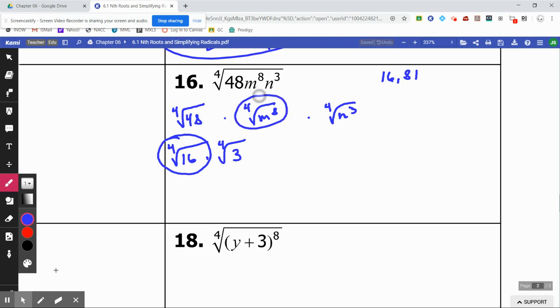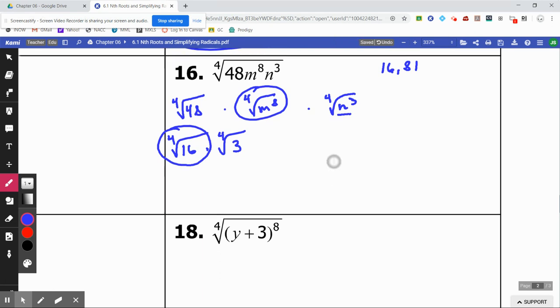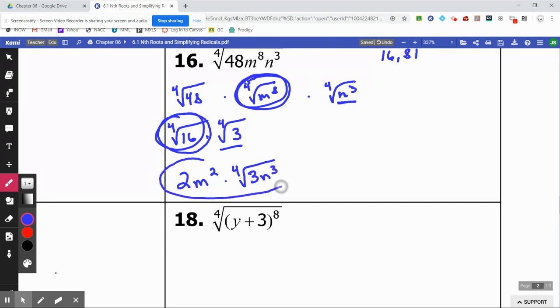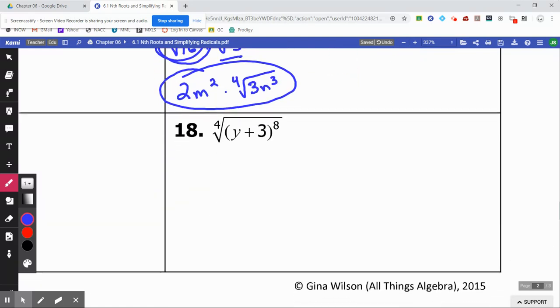I already know the fourth root of m to the 8th. And the fourth root of n to the 3rd, since it has to be a multiple of 4, there's not a number smaller than 3 that you can split this into that's a multiple of 4. So we're just going to leave that. So the fourth root of 16 is 2. The fourth root of m to the 8th is m to the 2nd. Times the things that stay underneath would be the 3 and the n to the 3rd. That's it.